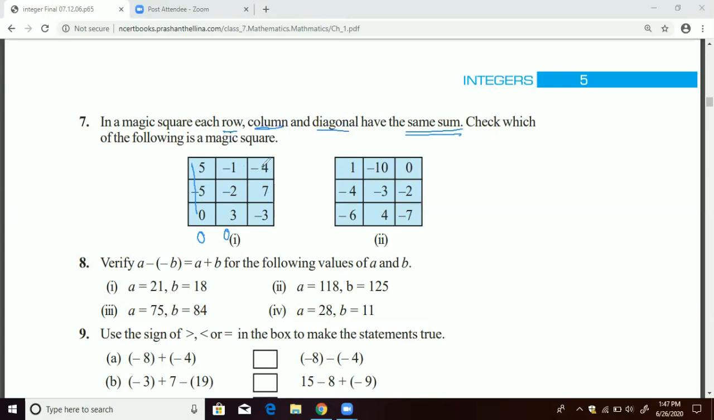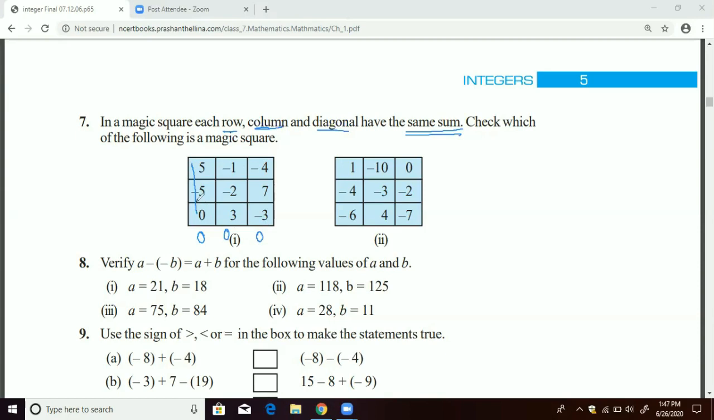Third column, negative 4 plus 7. What will be the answer? We are finding the difference between the numbers, that is, you will get a positive 3. Here 7 is more, the positive value is more. So the answer is positive 3. Positive 3 plus negative 3, you will get a 0.